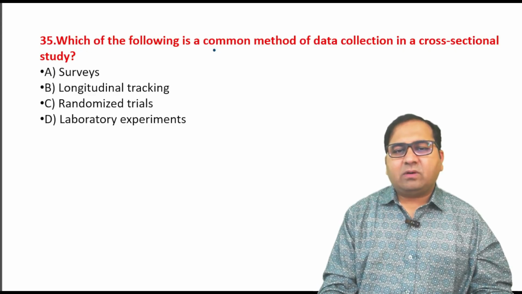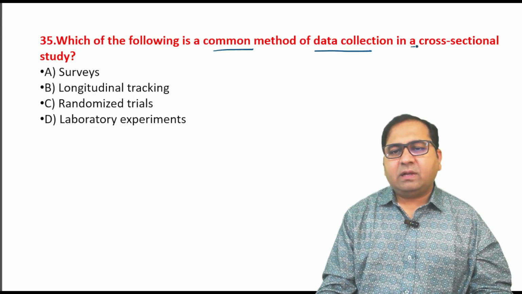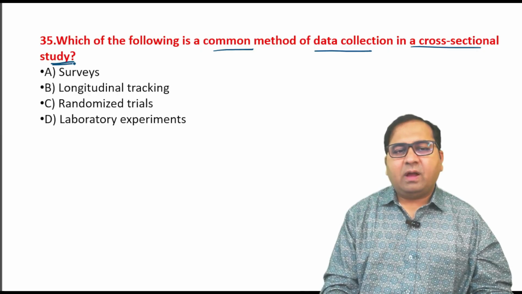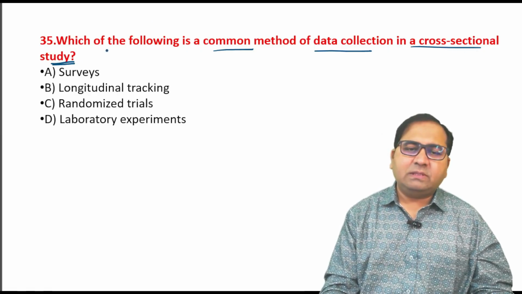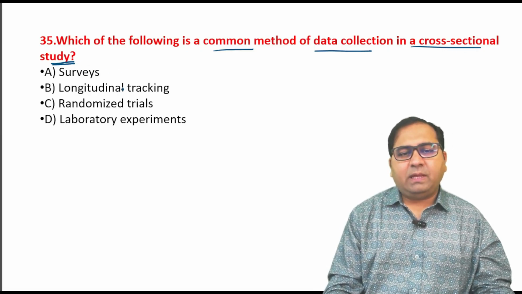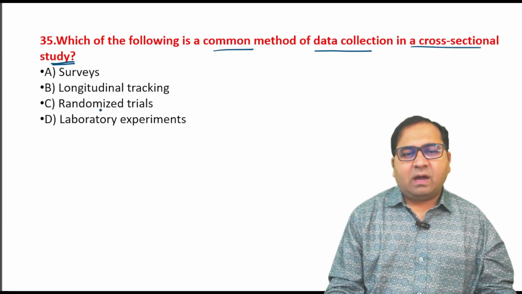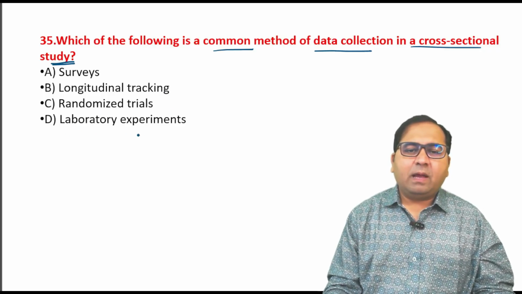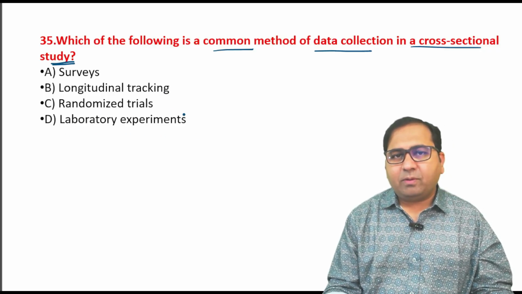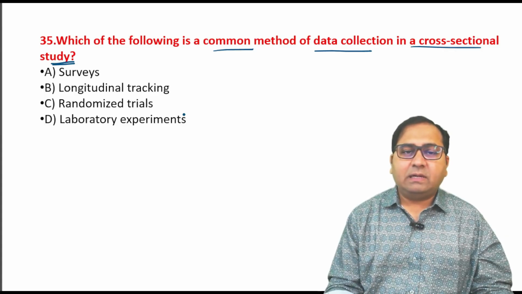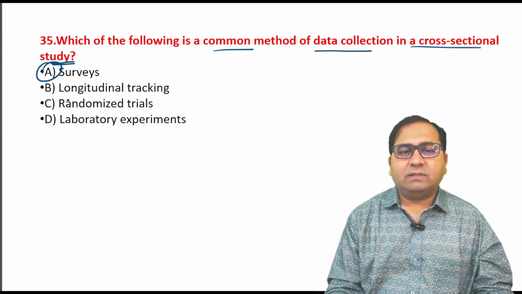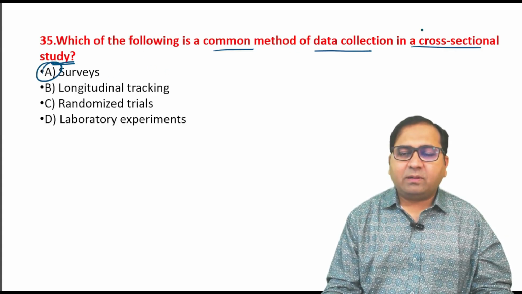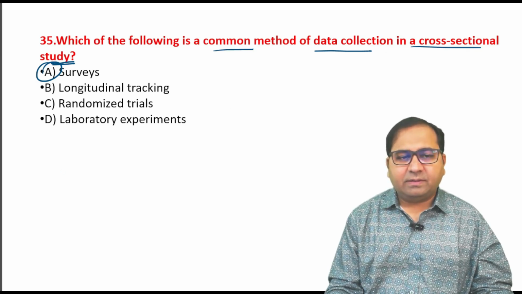Which of the following is a common method of data collection in a cross-sectional study? How do you collect the data in a cross-sectional study? Options are A. Surveys, B. Longitudinal tracking, C. RCTs, or D. Laboratory experiments. Such type of simple question may be given to confuse candidates. The answer is very simple. It is surveys. So survey is a common method of data collection in a cross-sectional study.